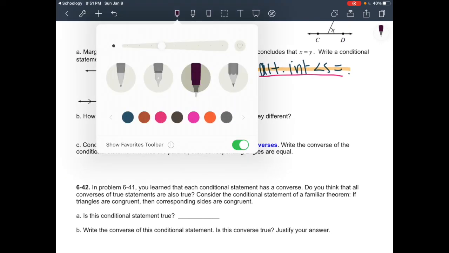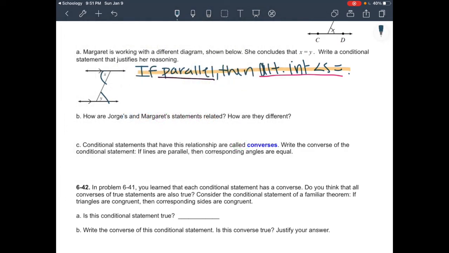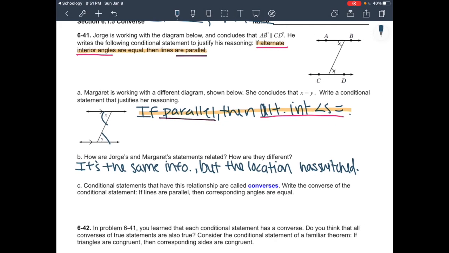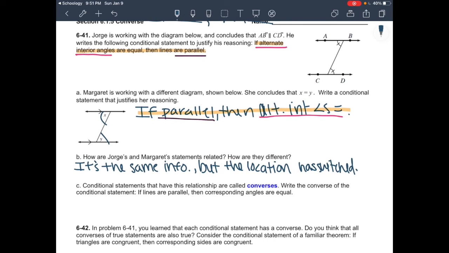So let's write that. It's the same info, but the location has switched. So again, we're not talking about any new stuff. It's just moving where it's been talked about. And you can see that with the color coding.